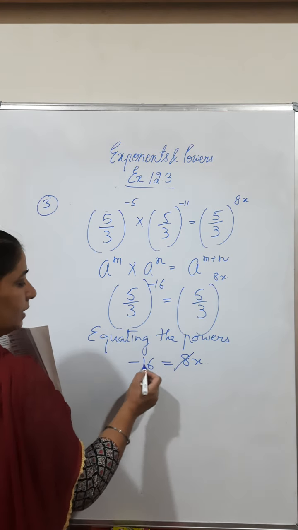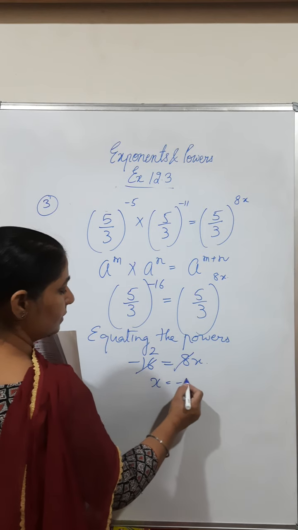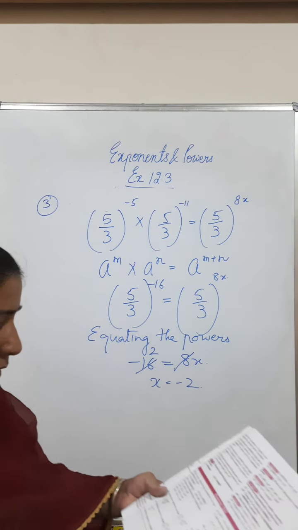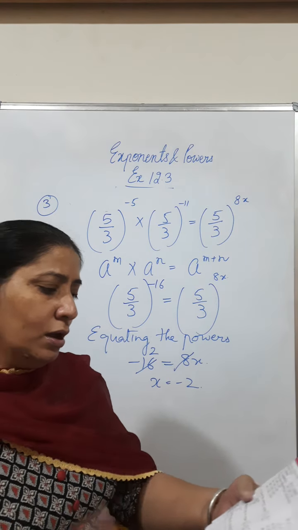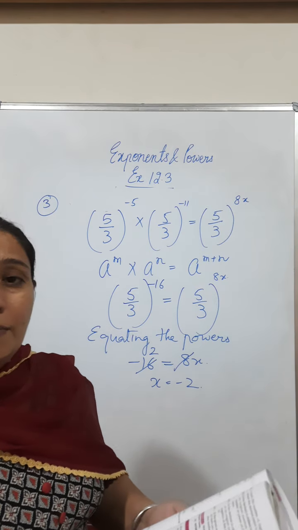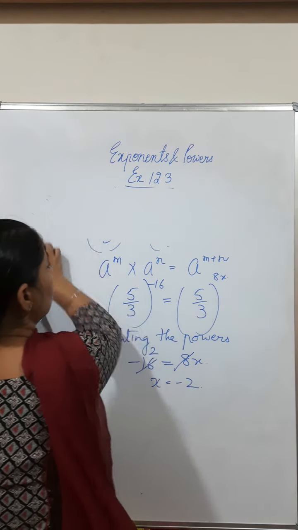So now 8 ones are 8, 8 twos are 16. So x is equal to what beta? X is equal to minus 2. Beta, in the same way, you can do the fourth question also. Okay? You will be equating the powers and you will be getting the answer in the fourth question. Now coming to the fifth question.